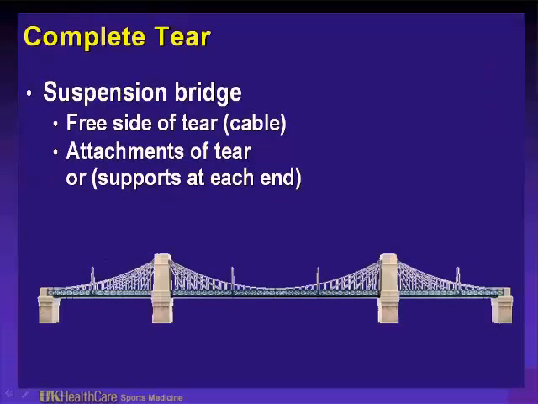Complete tears can be compensated for. If the tear is well balanced, it can be like a suspension bridge, where the free side of the tear is the cable, and the attachments of the tear are the support on either end. So if you have a balanced rotator cuff tear, sometimes patients can have full range of motion.